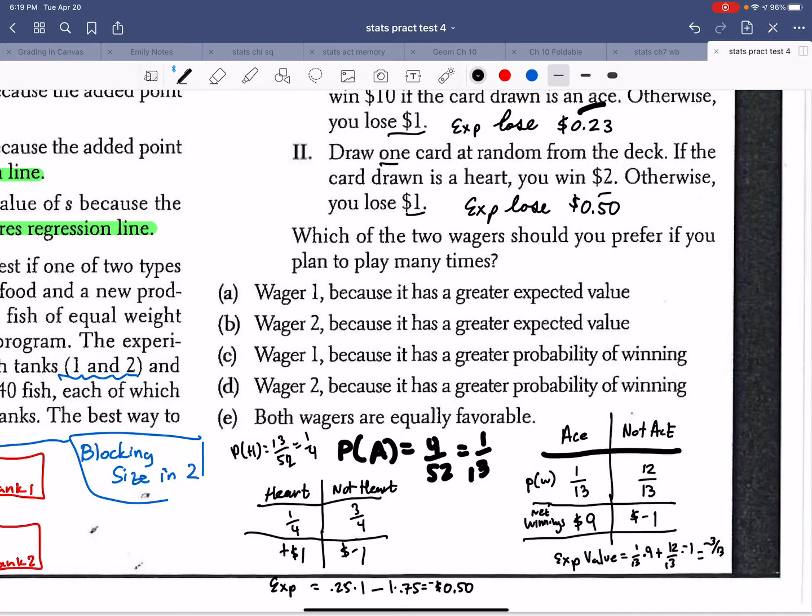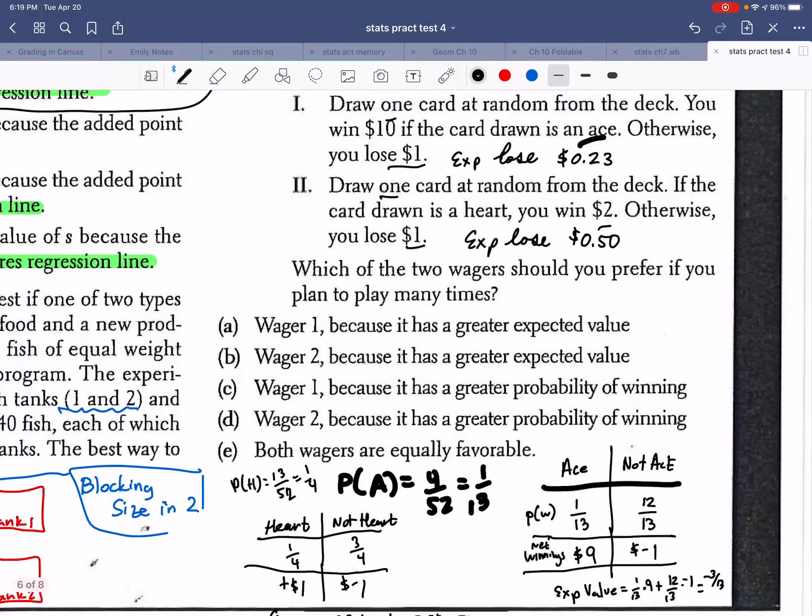Okay, so which one would you want? Would you rather lose 23 cents or 50 cents? Hopefully you would rather lose less money. Why? Because -0.23 is actually greater than -0.50.